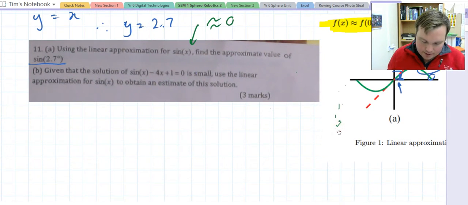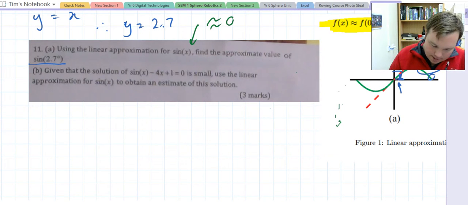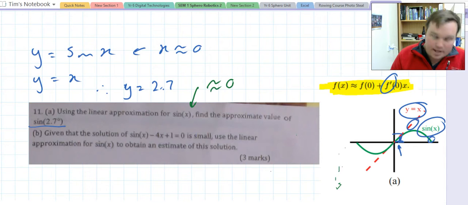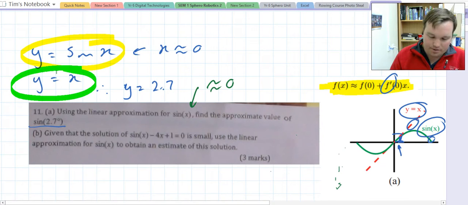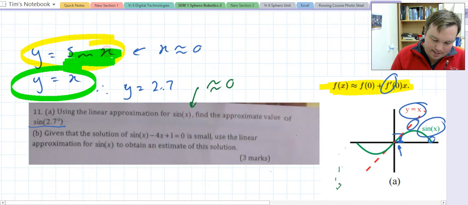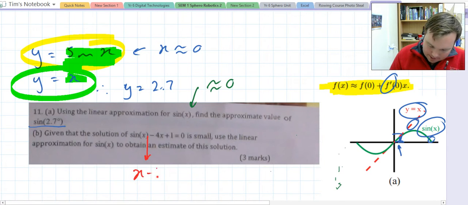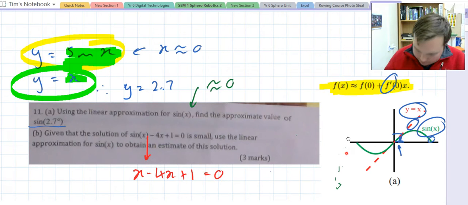Alright, so given that the solution of sine x equals 4x plus 1 is small, use the linear approximation for sine x to obtain an estimate of this solution. So here what we do is we say, well, if it is small, we can say that for y equals sine x, we simply sub in x. So we're saying that for small values of x, this is the same as this. And therefore your equation becomes something like this: x equals 4x plus 1. Solve away.